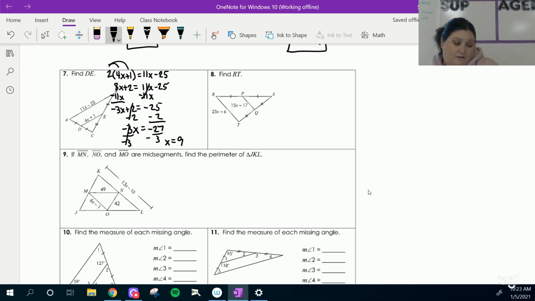So they want to know the length of DE, which is right here. So I'm going to take 9 and plug it in for x here. So I get 4 times 9 plus 1. 4 times 9 is 36, and 36 plus 1 is 37. So 37 is equal to DE.